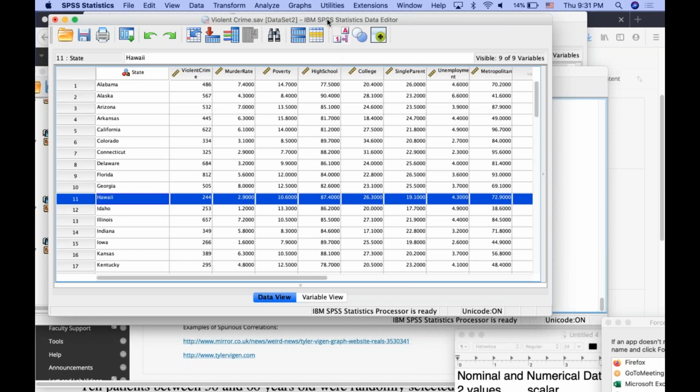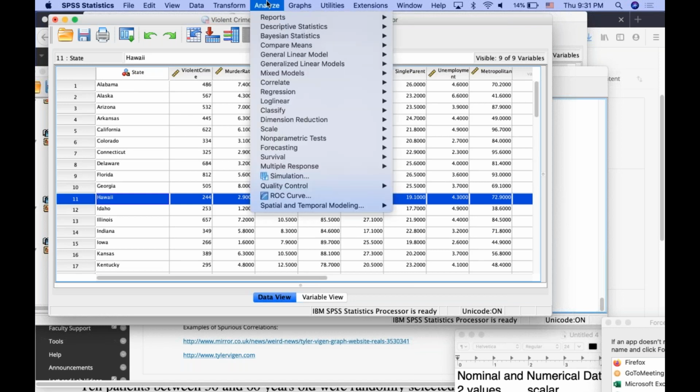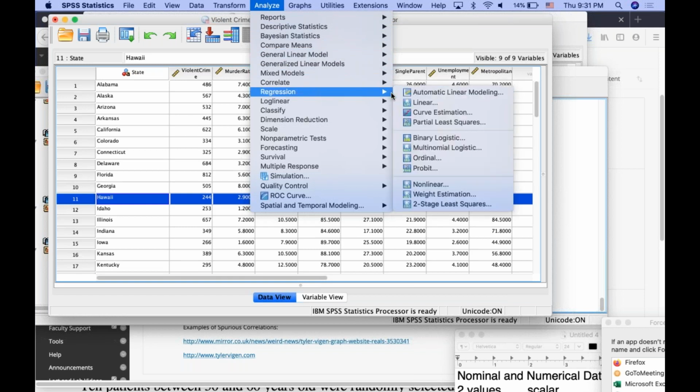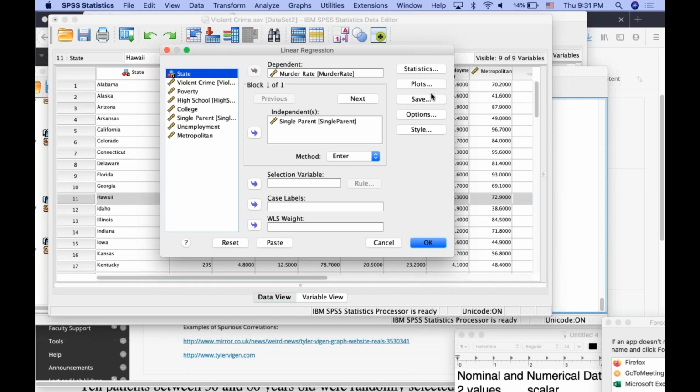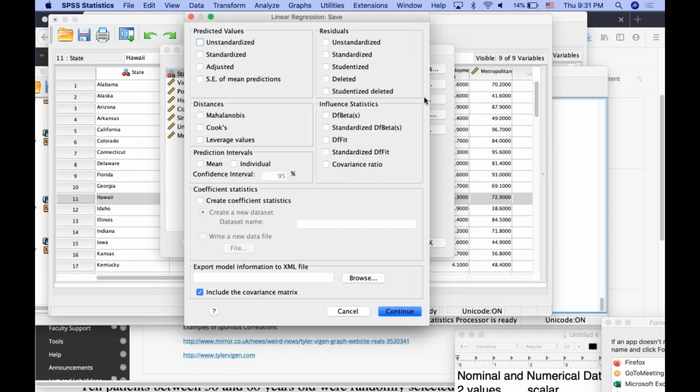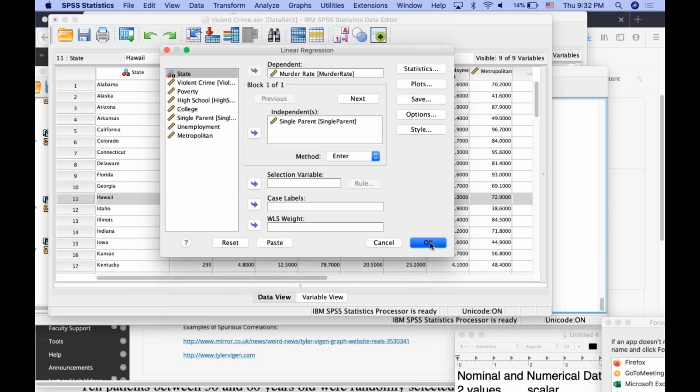Well, I'm going to get SPSS to calculate that for me. I'm going to say analyze, regression, linear. I'm going to go back to the same thing and click on this button that says save. In here, I'm going to check unstandardized predicted values. In other words, it's going to use that formula and calculate for each state, based on the single parent household rate, what the formula would tell you the murder rate is. So I'm going to go ahead and do that, and let's see what happens.